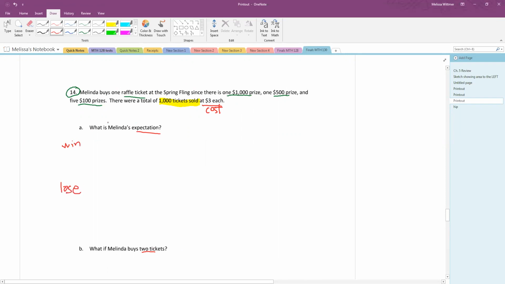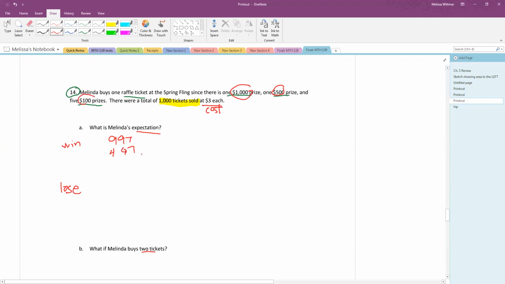And so the values of winning have to be adjusted. We have $1,000 take away 3 is $997. We have $500 take away 3 is $497. I'm cheating here looking at the answers so I don't have to do the math in my head. There we go, 497. And then we have the prize of $100.